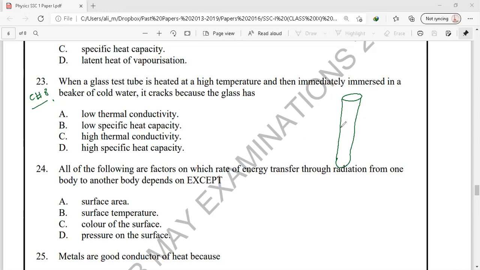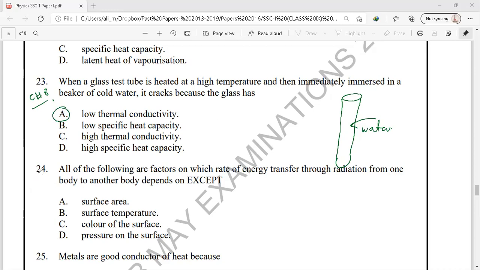So when we put the cold water on the outer surface or the inner surface of that glass, that part of the glass will contract, and the other part of the glass will be expanded due to high temperature. This transfer of heat will not easily travel through the glass because glass is a thermal insulator. The thermal conductivity of glass is very low, so this glass will break very easily. So the correct option is low thermal conductivity of the glass.